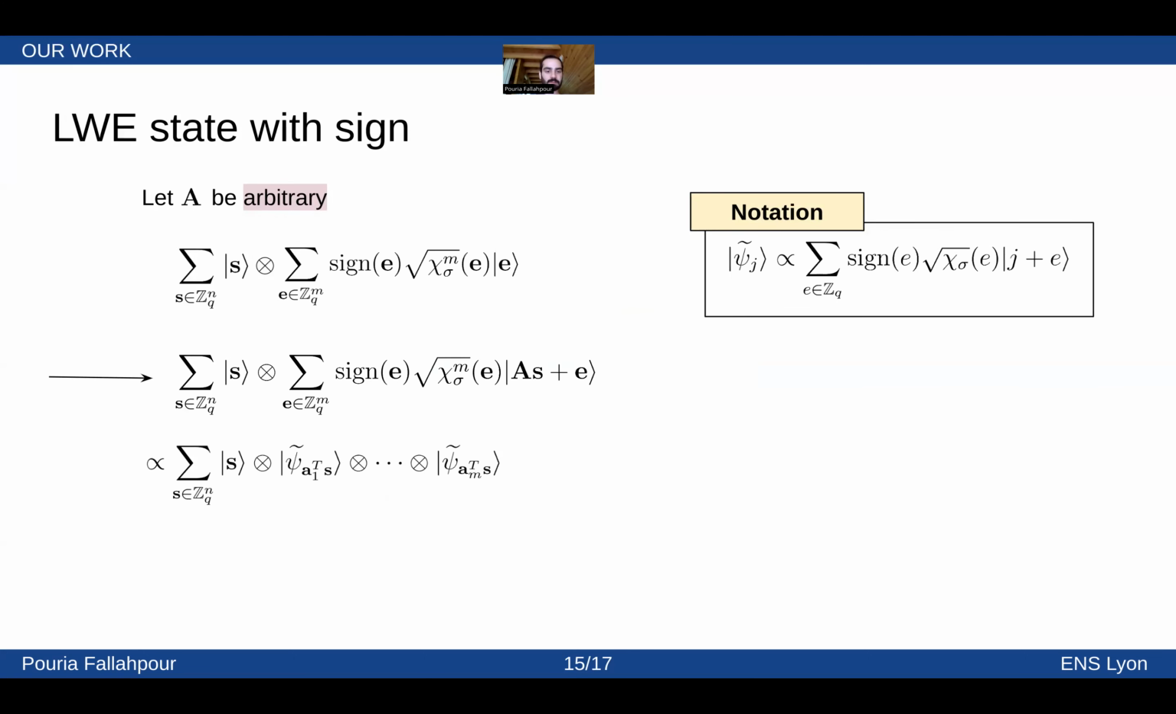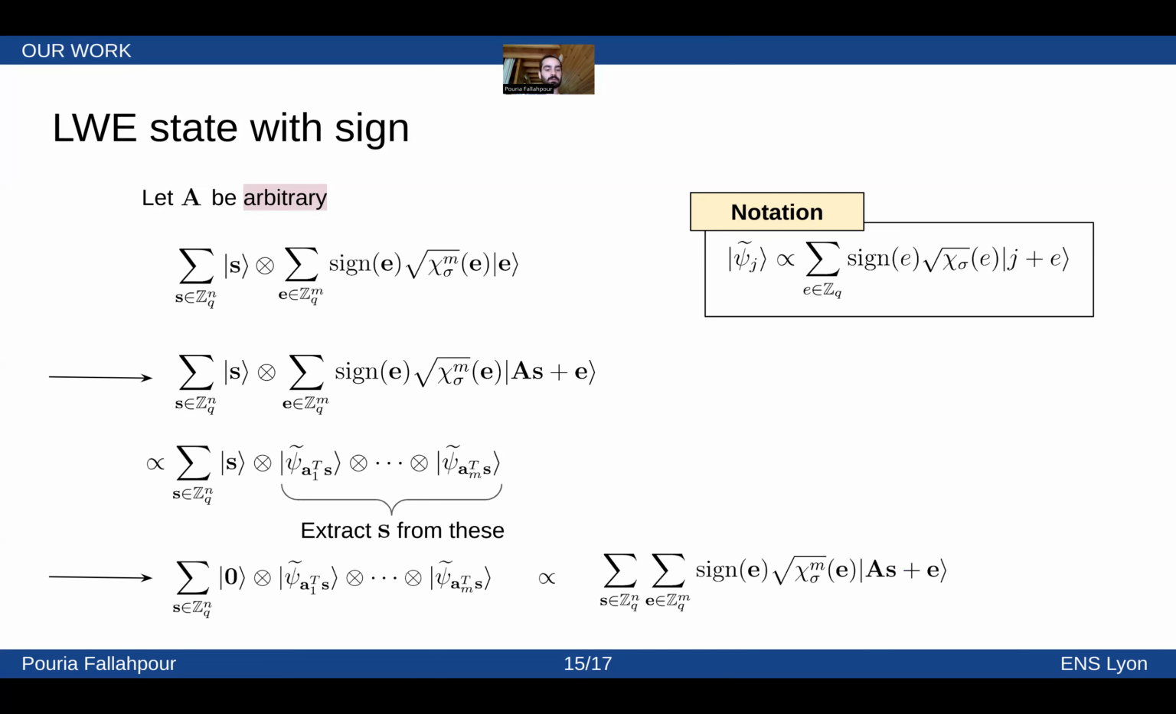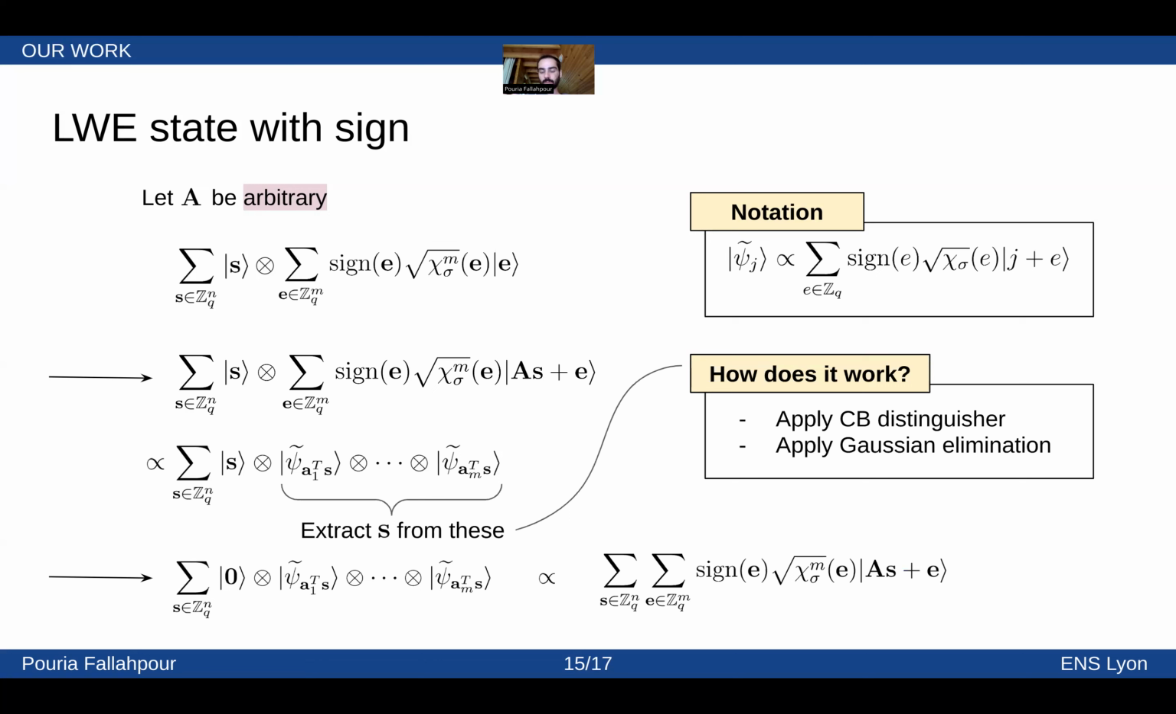We do pretty much the same as before, but we also add this sign phase to the noise state, and this can be implemented efficiently using a controlled gate. Now we end up in a new psi state, which we call psi tilde, and if we can extract S from these new states, we are done. So how does this extraction work? We apply the CB distinguisher, and then we apply Gaussian elimination, of course in a purified way.